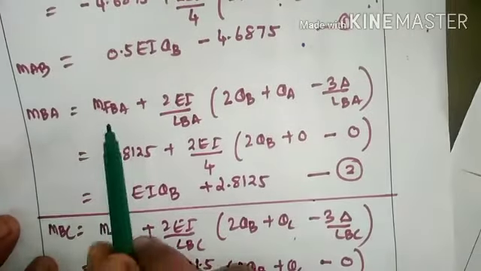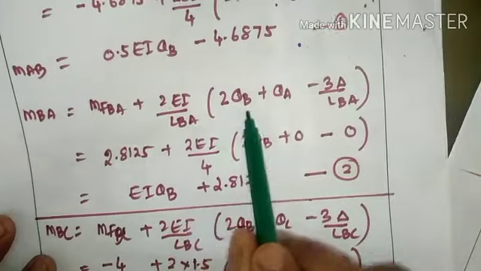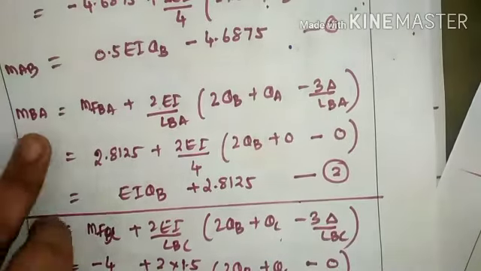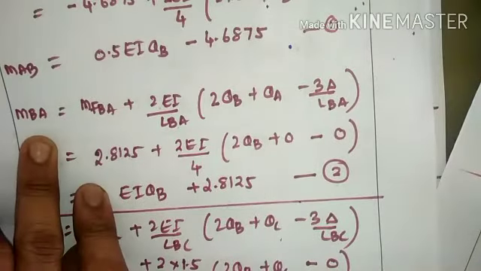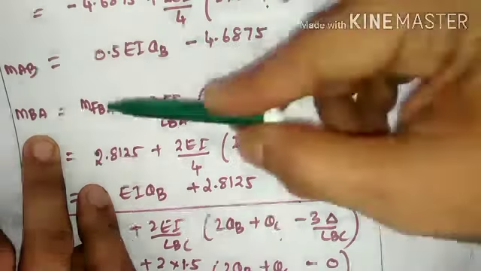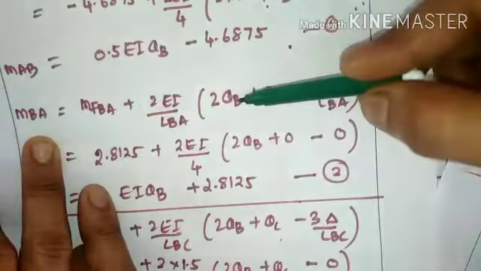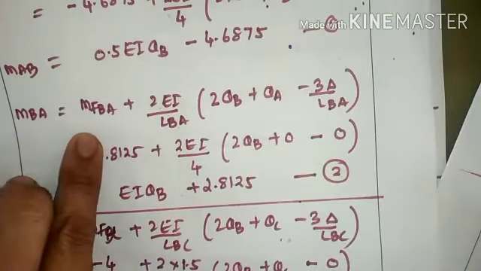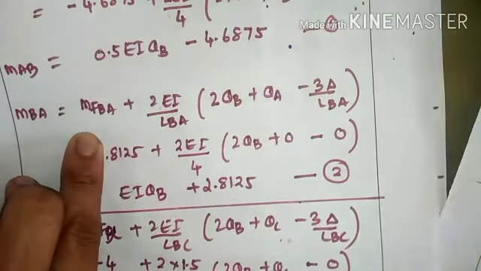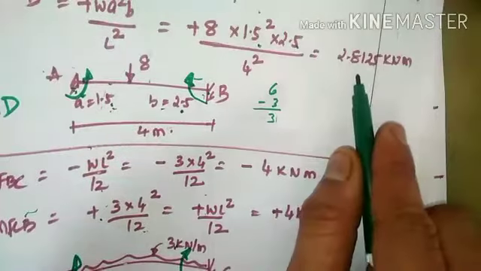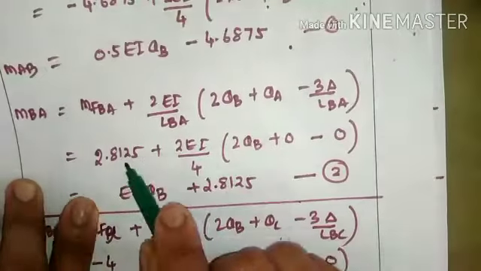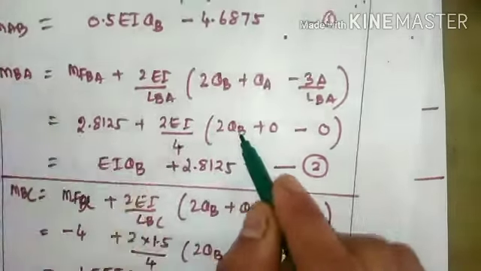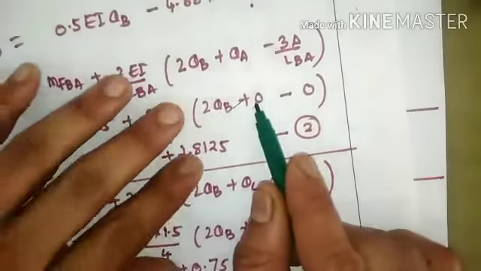Likewise, MBA equals MFBA plus 2EI divided by LBA, 2 theta B plus theta A, minus 3 delta divided by LBA. Here BA has been written, which indicates B should come as the first alphabet and A will be the second alphabet, and likewise on the right hand side it will be theta B and theta A, MFBA. MFBA value that we had calculated here was 2.8125. So 2.8125 plus 2EI divided by 4, EI value is 1, so kept as it is, 2 theta B. Theta A value is 0 because it is fixed.